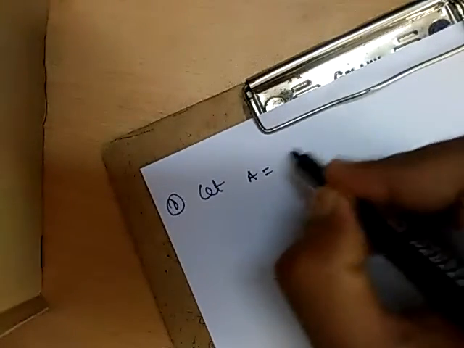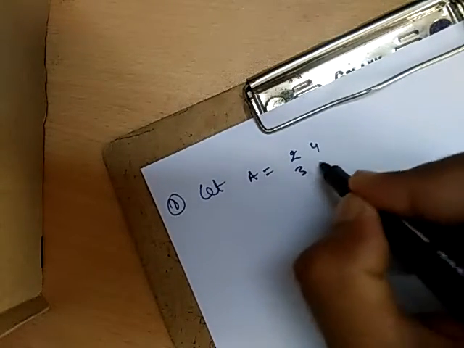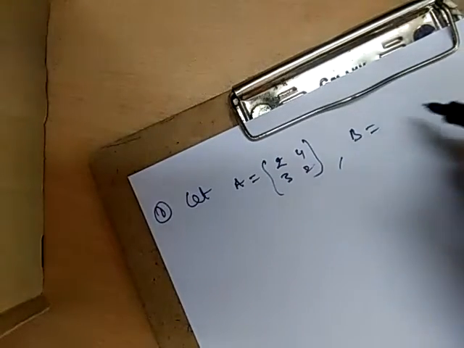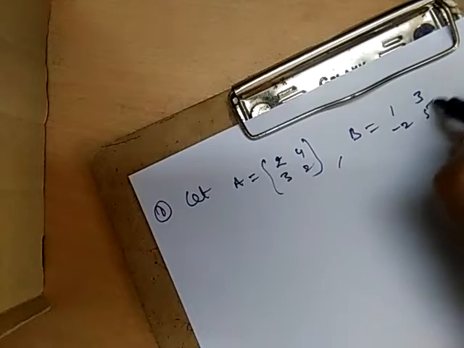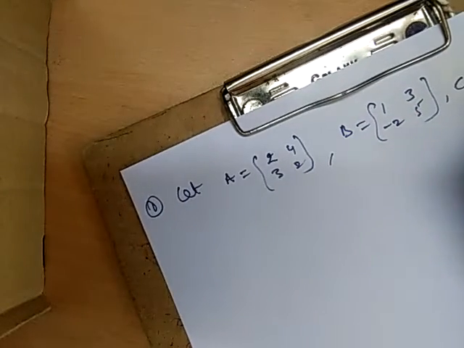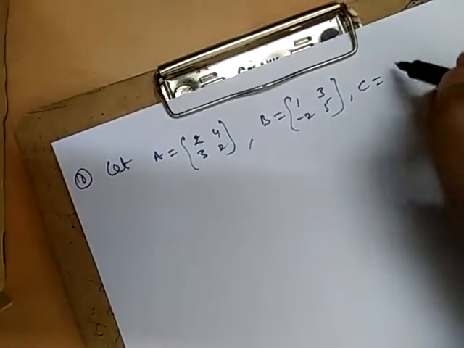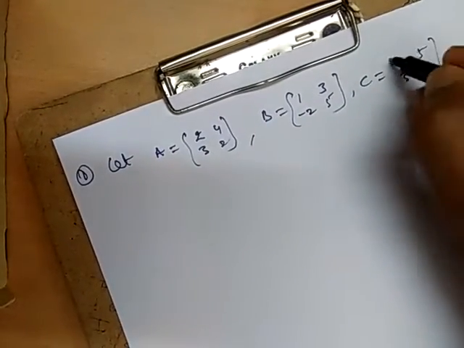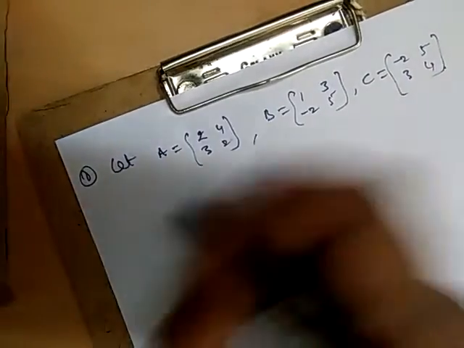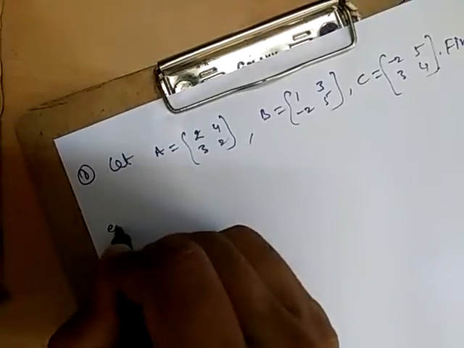Okay, now I am going to solve the second exercise. Exercise 2. First question is, let A equals 2 4 3 2, B equals 1 3 minus 2 5, and C equals minus 2 5 3 4. Find each of the following.